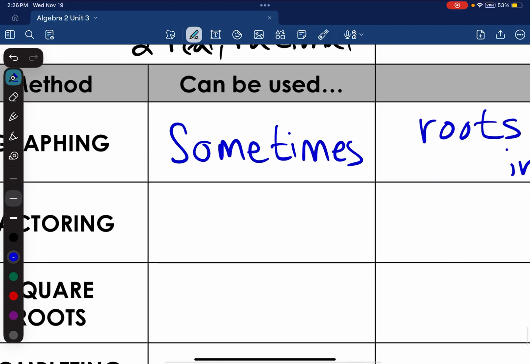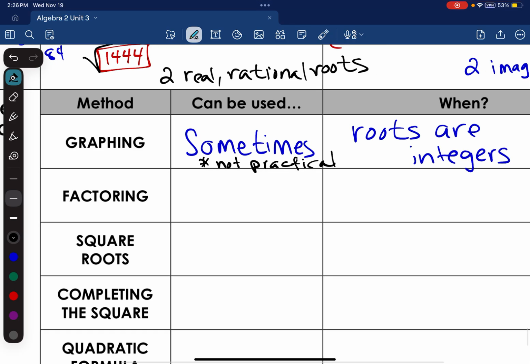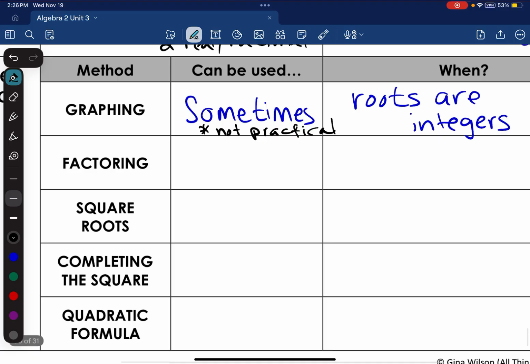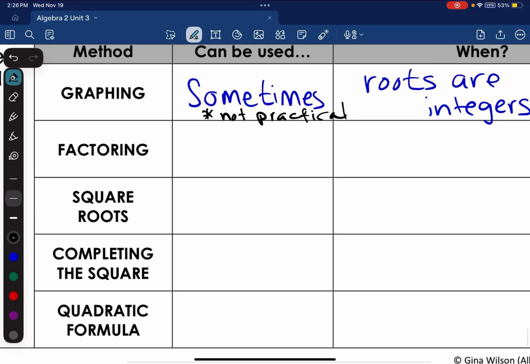So this is normally not practical, because it takes time to graph it. You have to have graphing paper to plot it down, or you have to have a graphing calculator. You have to show me the information. So yes, graphing is a sometimes thing, and it's normally when you're told to graph.